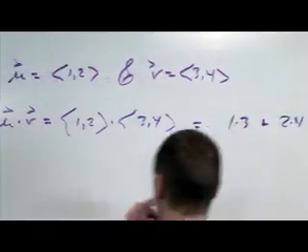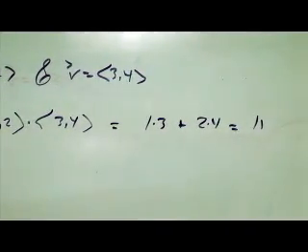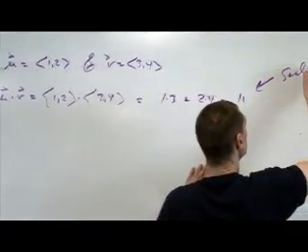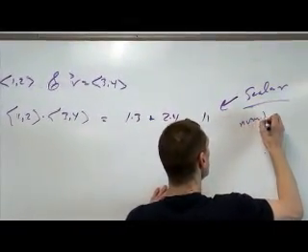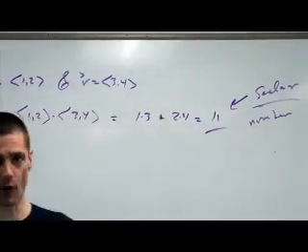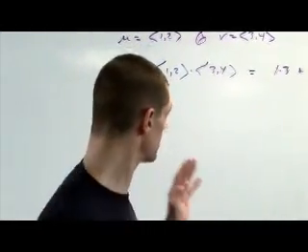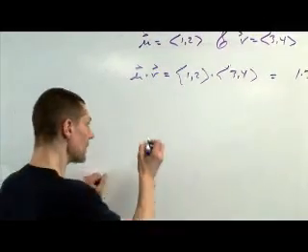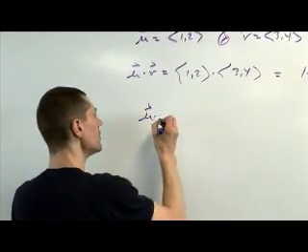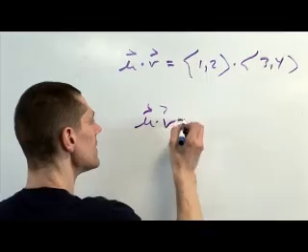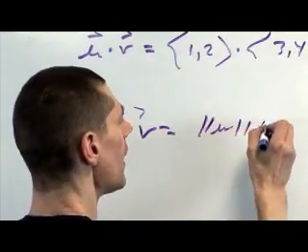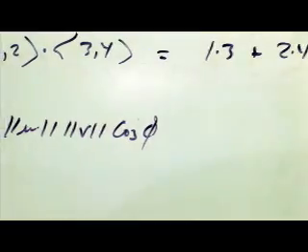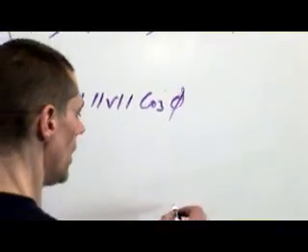This is 11. So notice, the dot product is not a vector. This is a scalar, a number. It has no direction anymore. When you dot something, you're taking vectors and turning them into a number. Specifically, once again, by definition, U dot V is equal to the norm of U times the norm of V times the cosine of the angle between them.